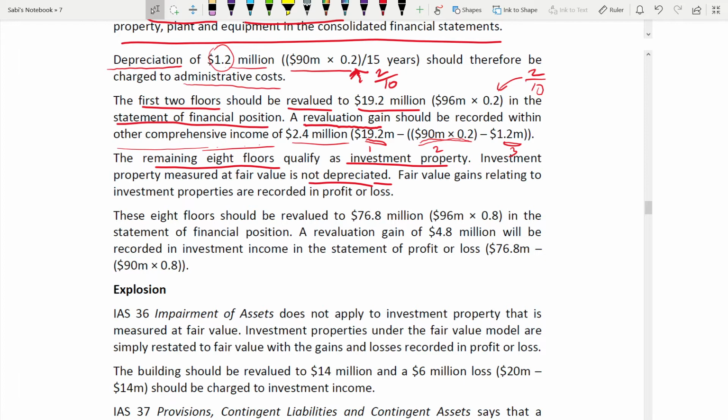So what happens? The gain will be there, right? The fair value gains related to investment properties are recorded in P&L. Just now I told you revaluation gain or fair value gain, whatever it is, goes to OCI. Now I am saying P&L. Why is it profit or loss? Because under some standards, not everything goes in OCI. This is why you have to go through each standard.